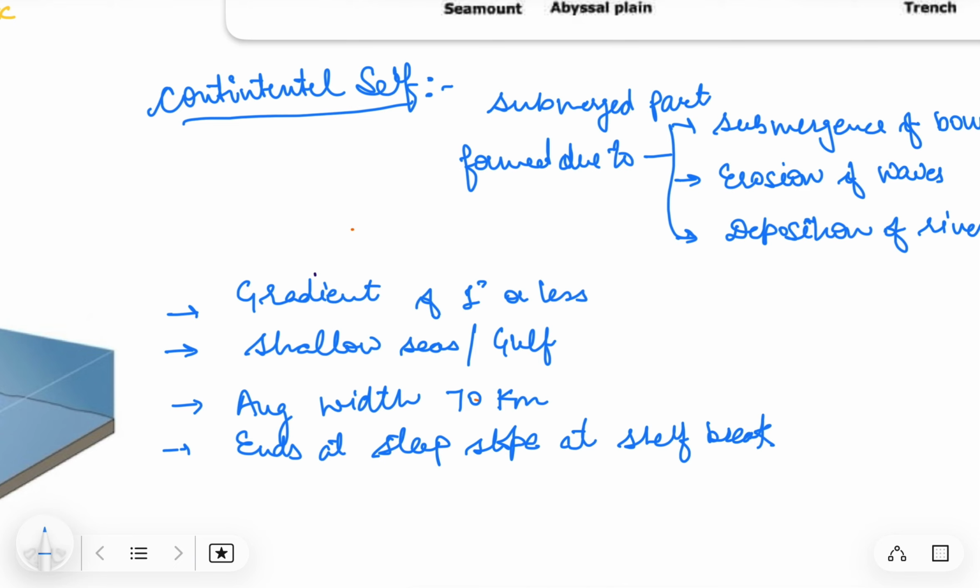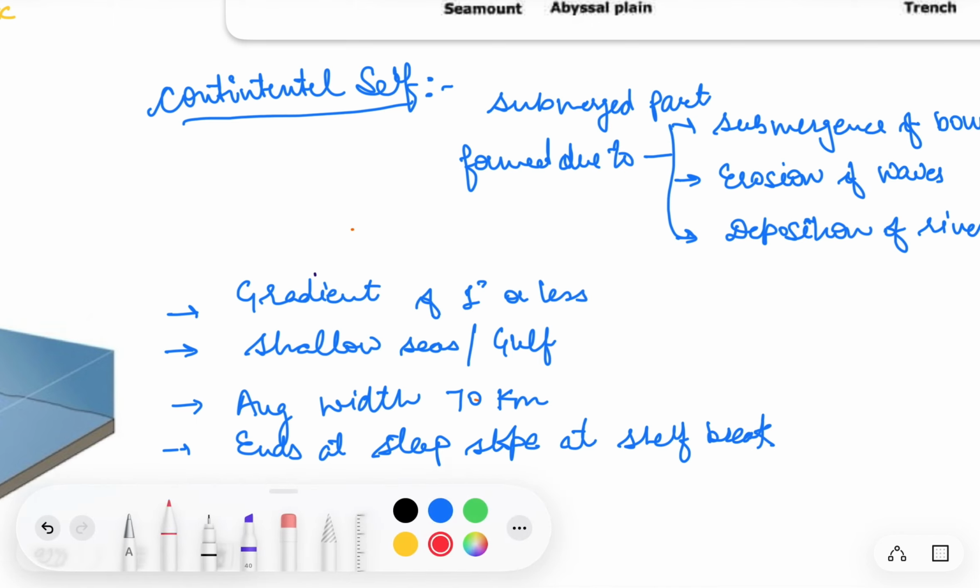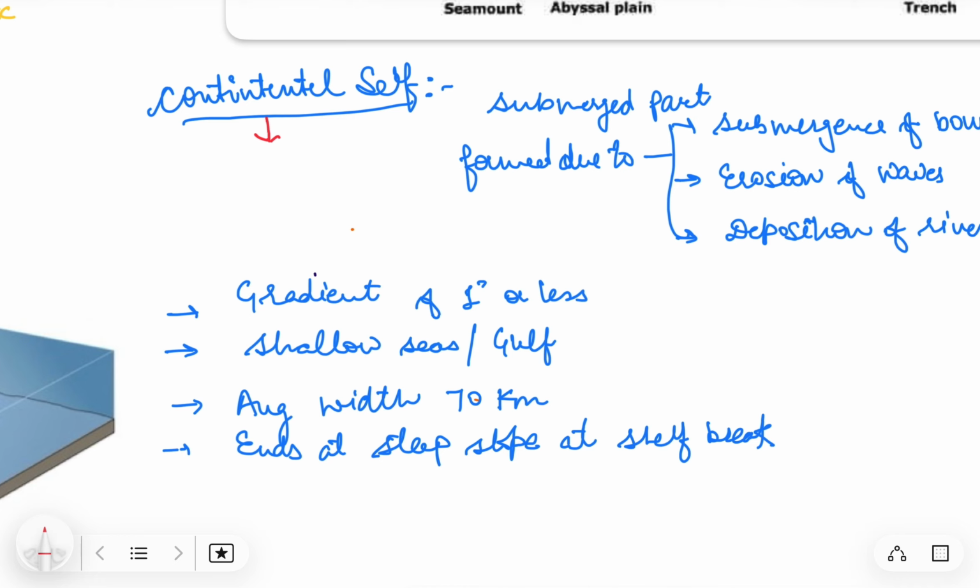So the shelf region is the transition zone between the freshwater runoff from the land and the more saline water of the sea. So the continental shelf is the transition zone.